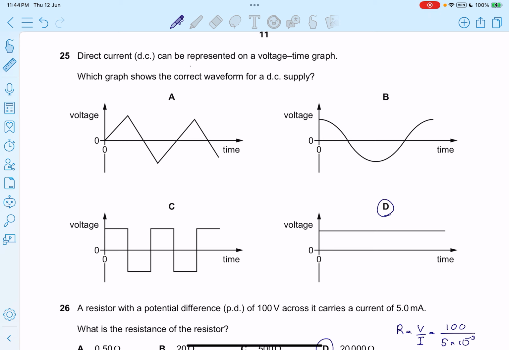25. Direct current can be represented on a voltage-time graph. Which graph shows the correct waveform for a DC supply? In a DC supply, the voltage does not change. It remains constant throughout the entire time. So for 25, the answer is D. It's very straightforward. The voltage does not change. It does not go up, it does not go down.